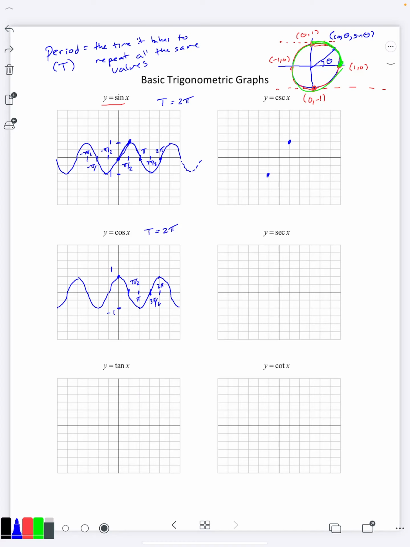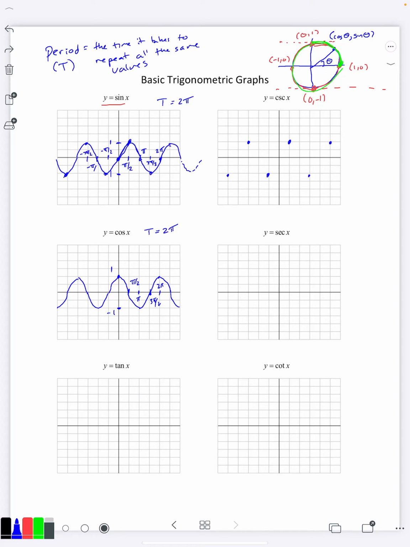And so if I were to fill in just these points here, where it's 1 and 1, it would look like this. So these are all the points where it's either 1 or -1 in the sine graph, because all of those, the reciprocals stay the same.